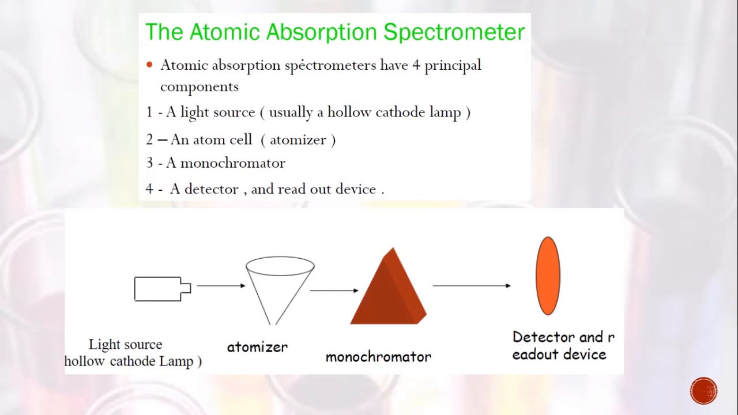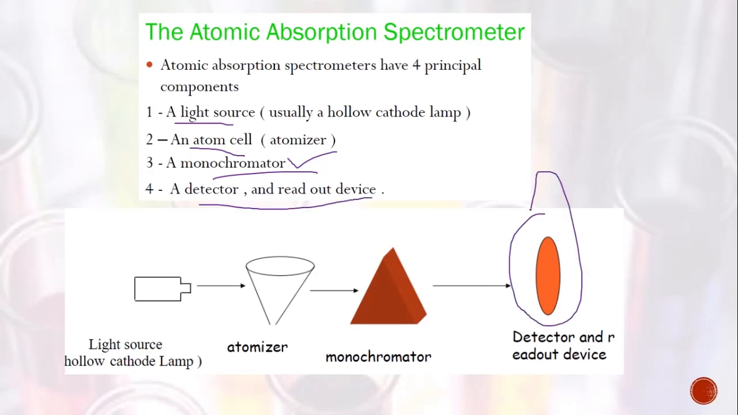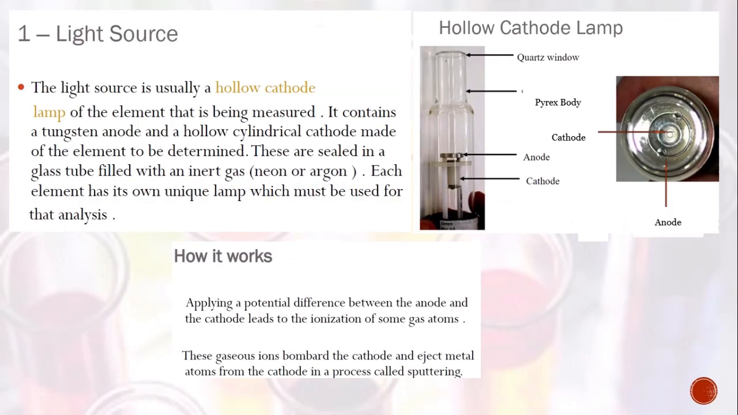So how does it work? It has four elements. The light source, yes, we said we must put a light source. Then we have the atom cell, where we have our sample. The monochromator is for separating light, so that during the detection and the readout, we can map what our absorption is and how much concentration it has.